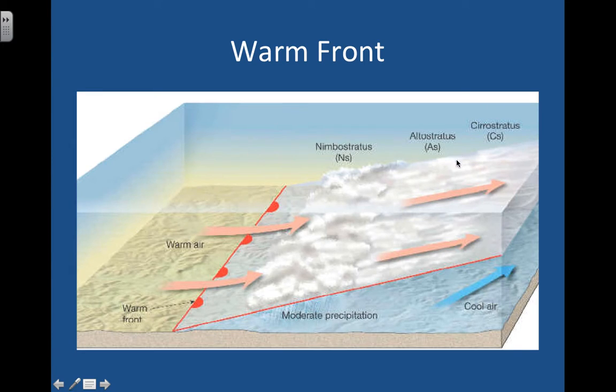And then there's alto and cirrostratus, so stratus clouds higher up, and even cirrus clouds. So this is the kind of front that a cirrus cloud will tell you it's coming, because you get these really high clouds forming, and then a couple days later the front gets to you.